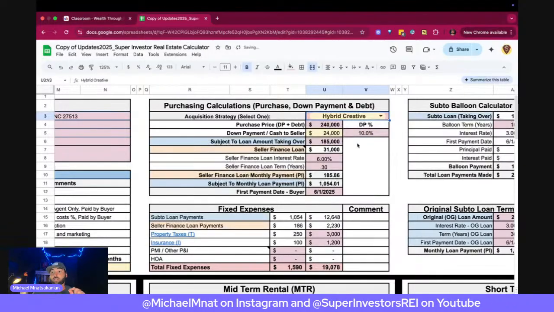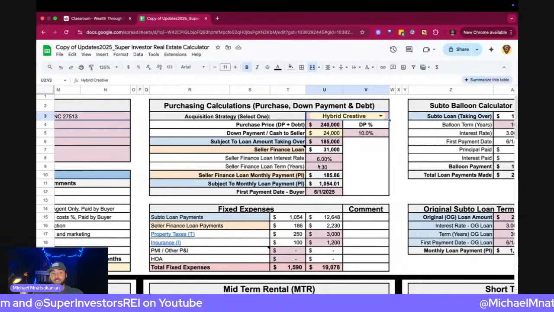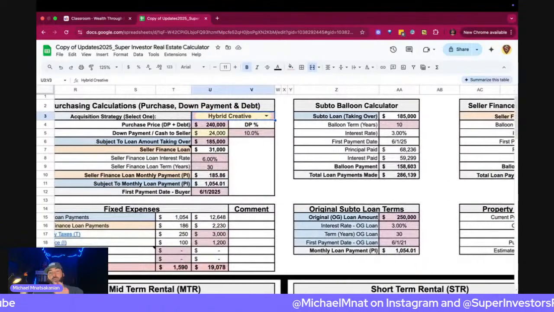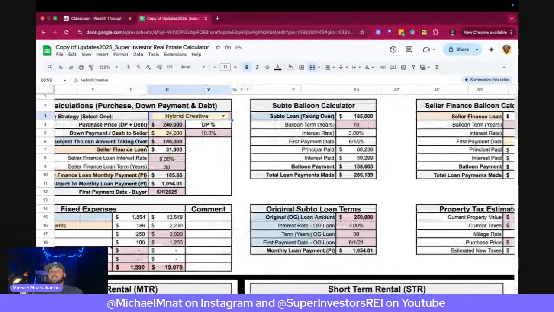So what we're going to look at is a creatively financed deal. So it's going to have subject to and seller financing. We're going to have a lot of these fixed expenses built in from the debt, taxes, insurance as well. And then we're not going to worry too much about balloons and all that stuff for the sake of this calculator, for the sake of this analysis.